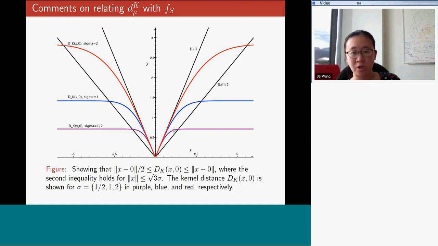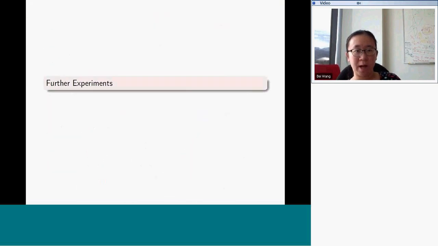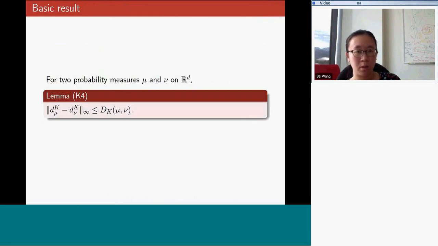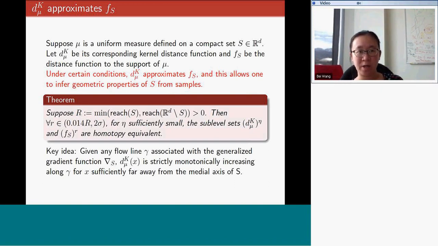So there is a range where I can choose an appropriate threshold for my kernel where my kernel distance is nested between the distance functions. In some nice ranges, here and here and here, the kernel distance almost behaves like the distance function, but with, for example, less noise and things like that. Okay, going back. The property is to say that in certain nice ranges, the kernel distance behaves similarly to the distance function to the object.